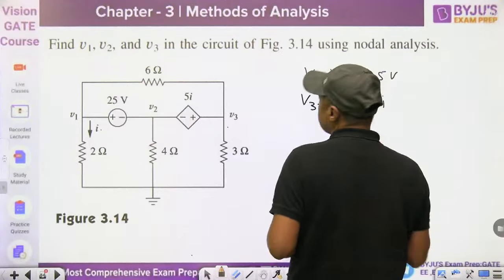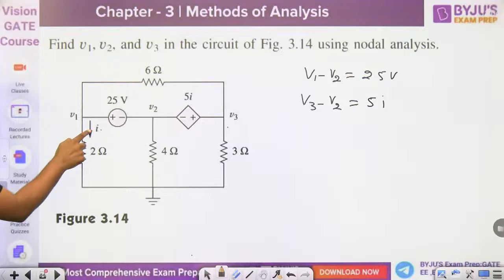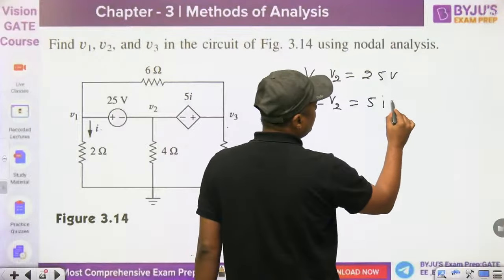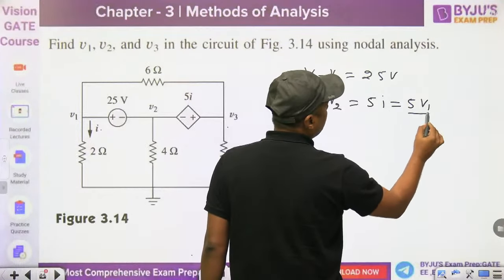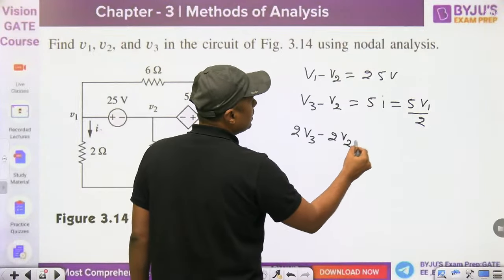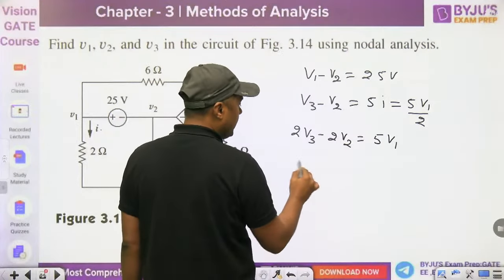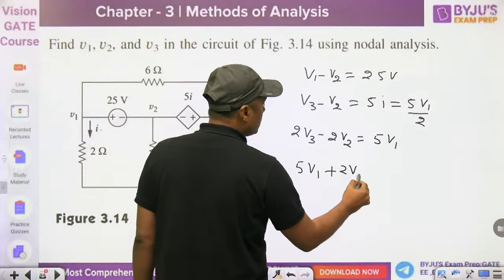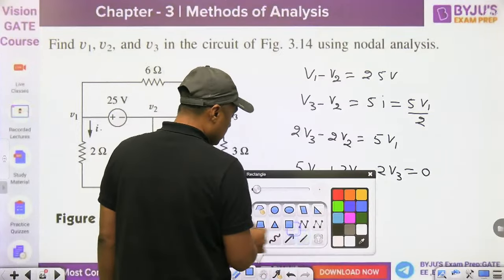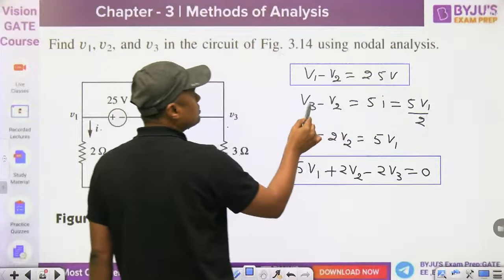And what is the I here? I is the branch current here, that is nothing but V1 by 2. So I is V1 by 2. So you can write 5V1 by 2. It will become 2V3 minus 2V2 is equal to 5V1. And this is the equation. Or you can write 5V1 plus 2V2 minus 2V3 is equal to 0. That is another equation. Now you have got two equations. This is the first equation, which you have already solved, and this is the second equation.